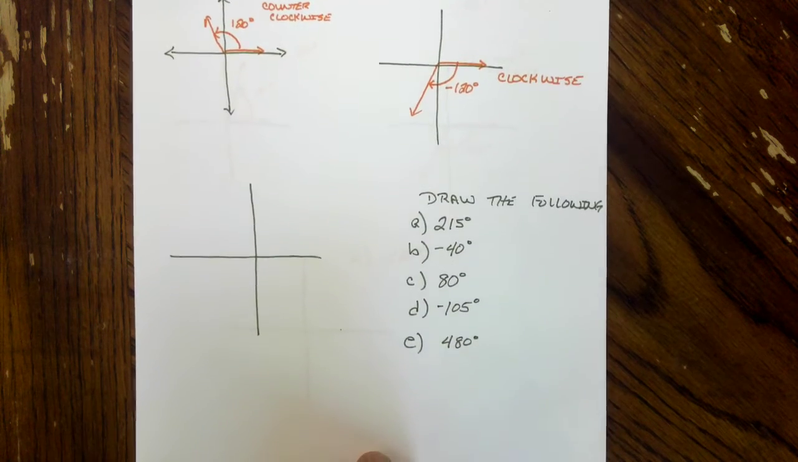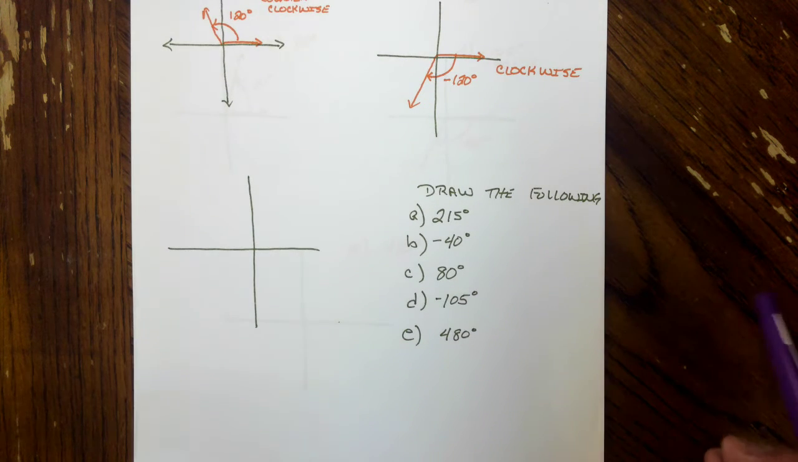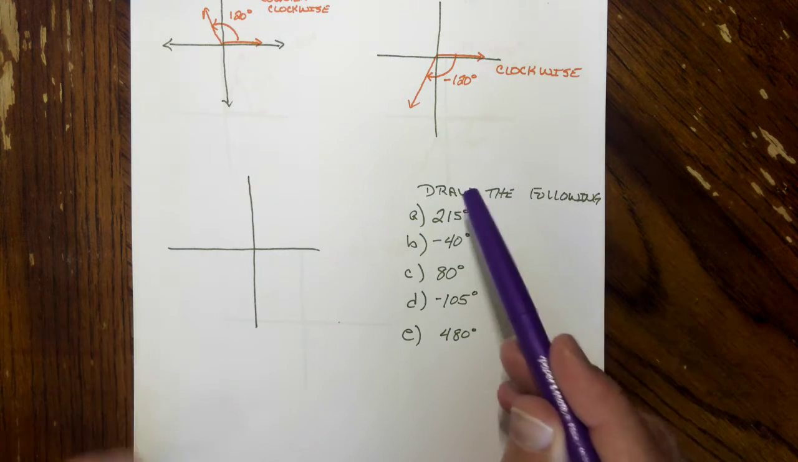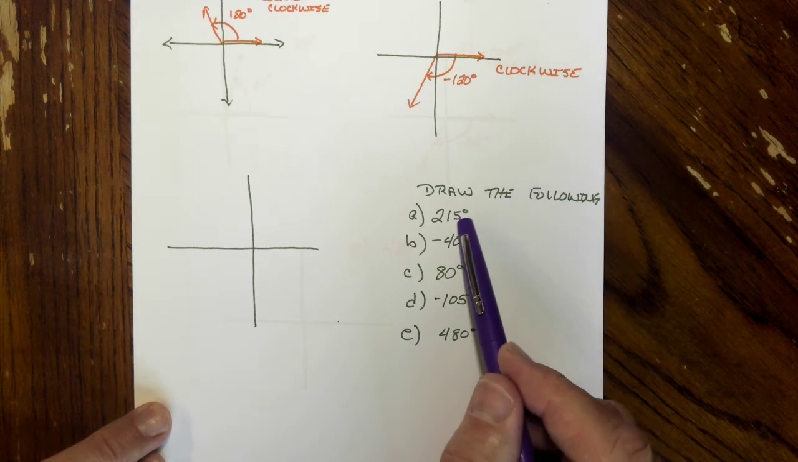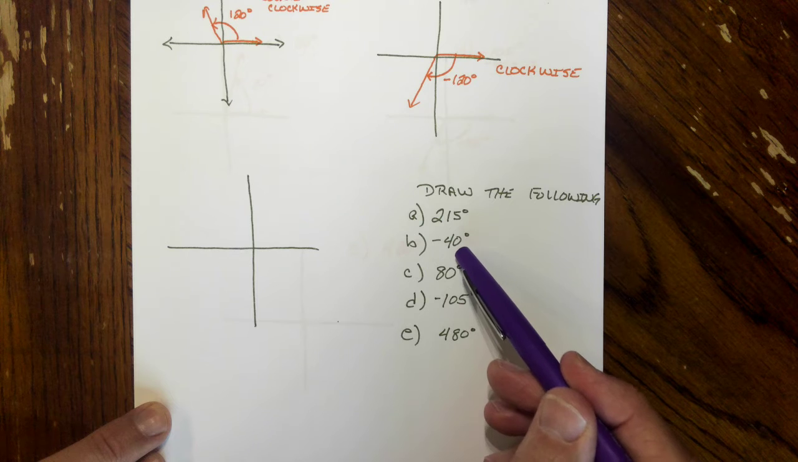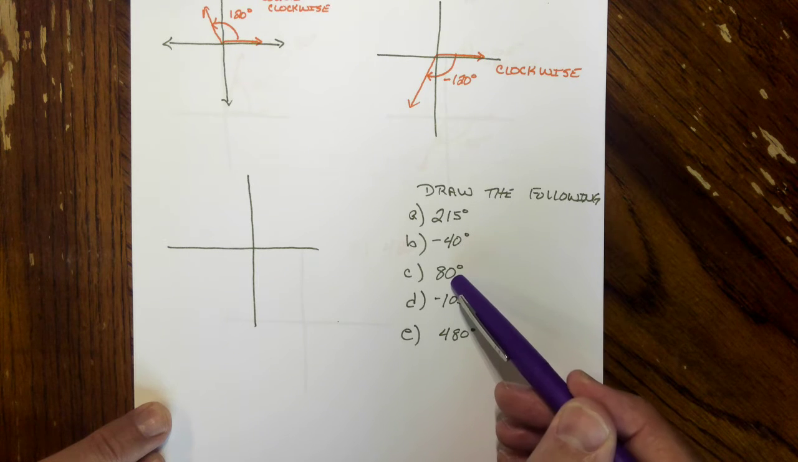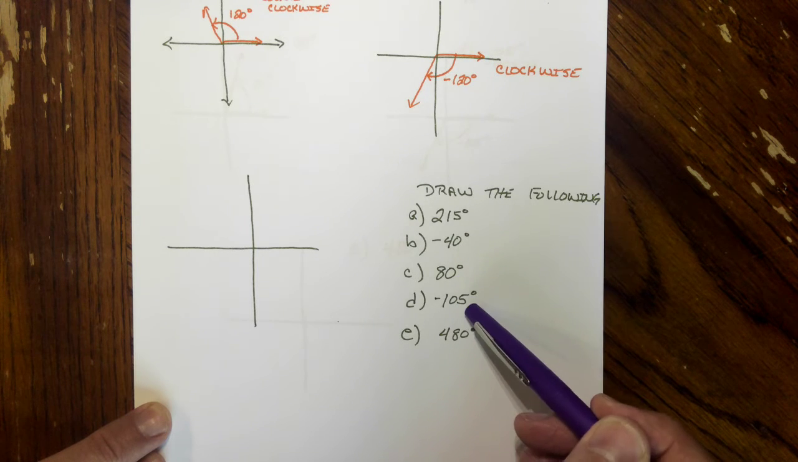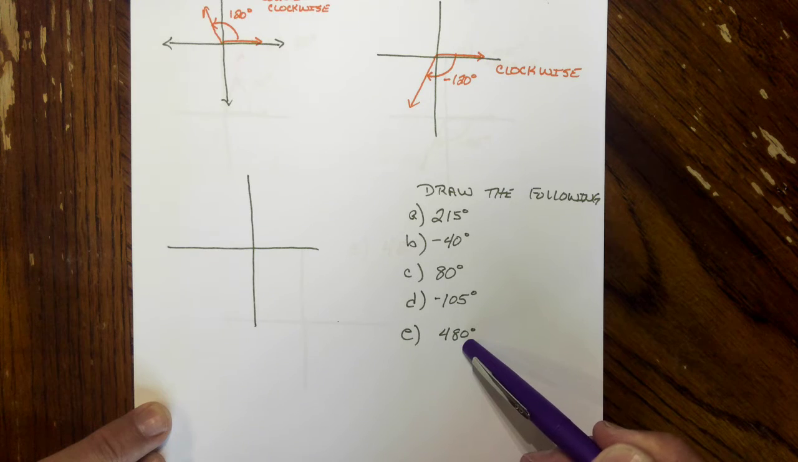So what I need you to do is pause the notes for a second, and I would like you to draw the following angles. Draw a 215 degree angle, a negative 40, an 80 degree angle, a negative 105, and then a 480 degree angle.